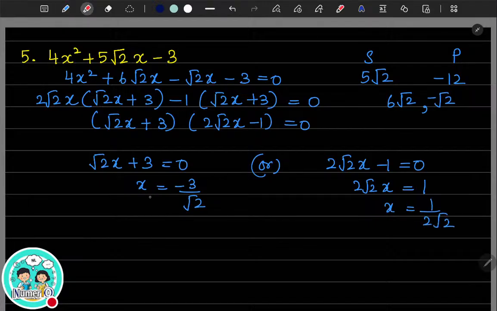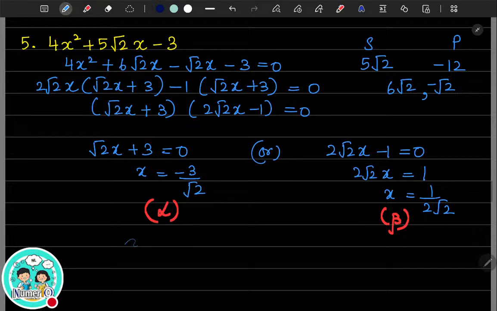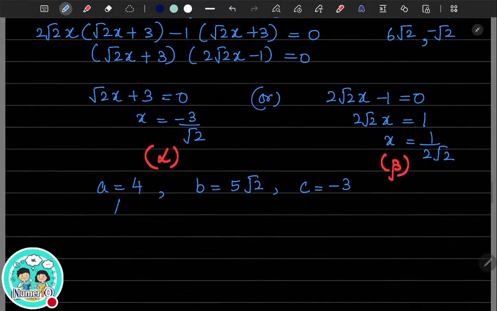So you can take one value as alpha and the other value as beta. And let's verify. What are the coefficients in the given question? A is 4, your b is 5 root 2, and your c is minus 3. Your alpha is minus 3 by root 2, and your beta value is 1 divided by 2 root 2. These are your coefficients and zeros. So let us go ahead and verify.